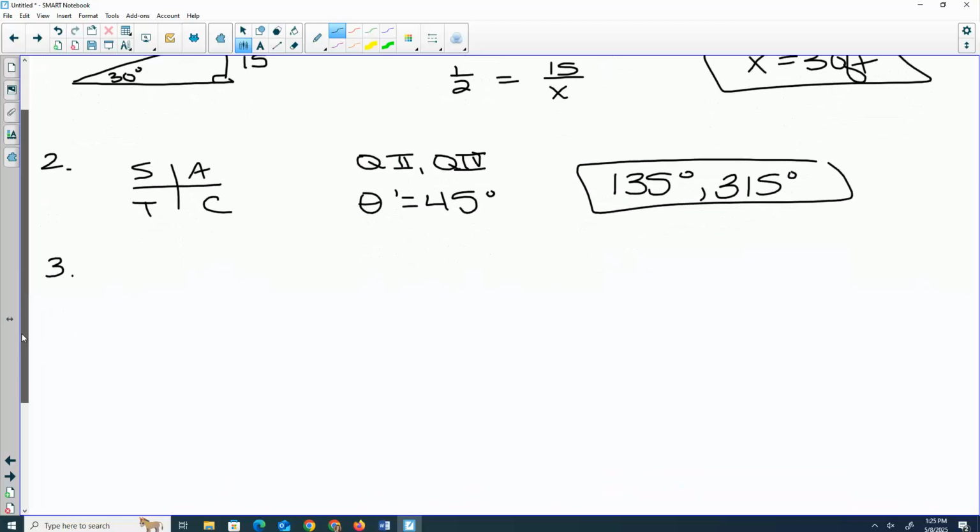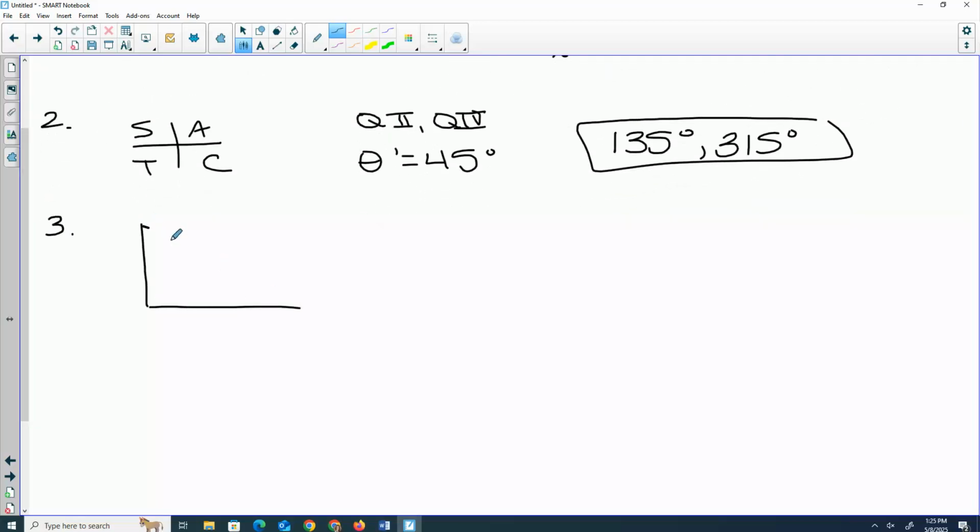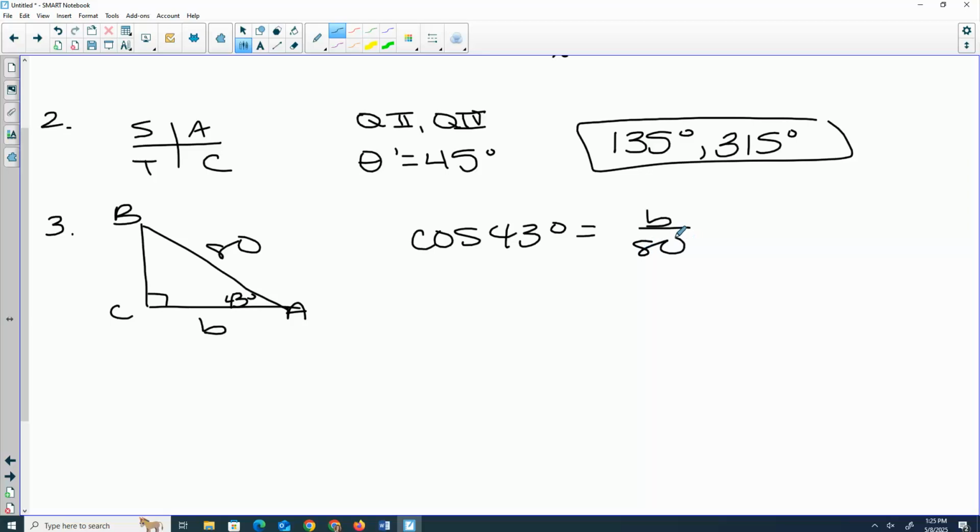Number 3, we have right triangle ABC, and C is 90 degrees, A is 43, and side c, so that would be across from angle C, is 80 centimeters. I want side b, so the side across from angle B. So if we think SOHCAHTOA from my 43, this is adjacent and hypotenuse, so that would be the cosine. Cosine of 43 degrees equals b over 80. We don't know the cosine of 43, so we'll use our calculator. Make sure you are in degree mode. And then you just type in 80 cosine of 43.